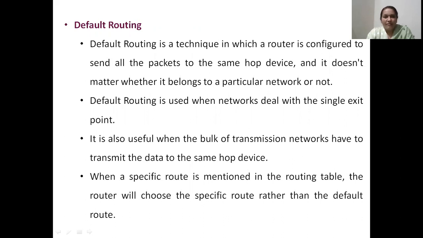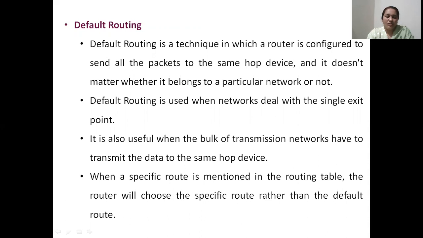In default routing, the router is configured to send all the packets which arrive in the router to the same hop device. It does not matter whether that hop device belongs to the same network or a different network. When we say hop device, it's a host computer or some computer node which is going to receive the data. So default routing is used when the network deals with a single exit point.